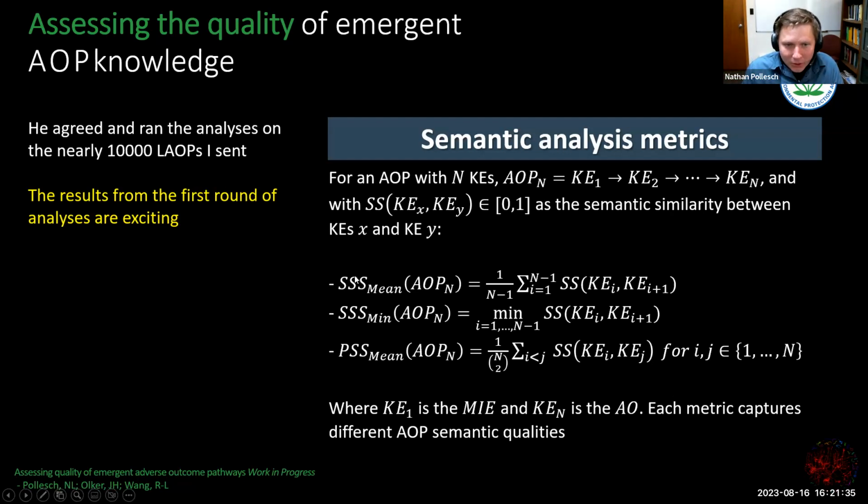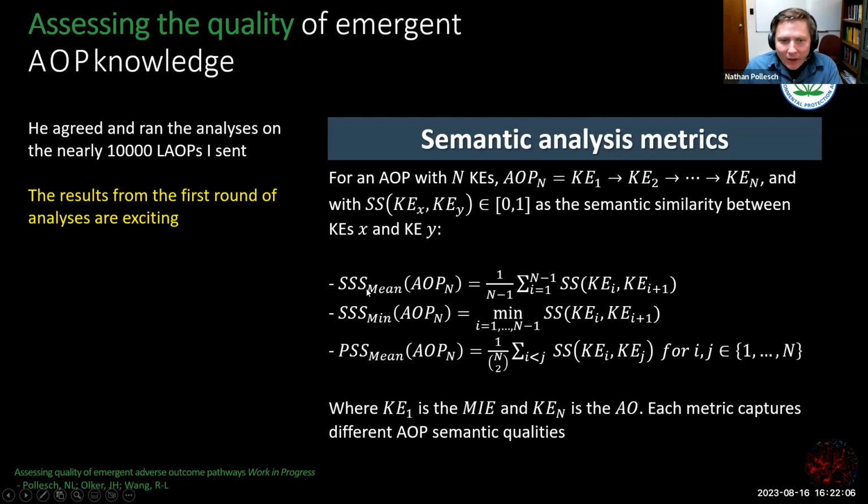And this is actually something that, in this case, would follow the key event relationships. So for sequential semantic similarity scores, you can only use this metric on AOPs that are all connected by key event relationships. A slightly more discriminating score that we introduced here was the sequential semantic similarity, the minimum of that. And in this case, the minimum is going to be more restrictive and in essence, look for the weakest link in the chain when it comes to semantic similarity.